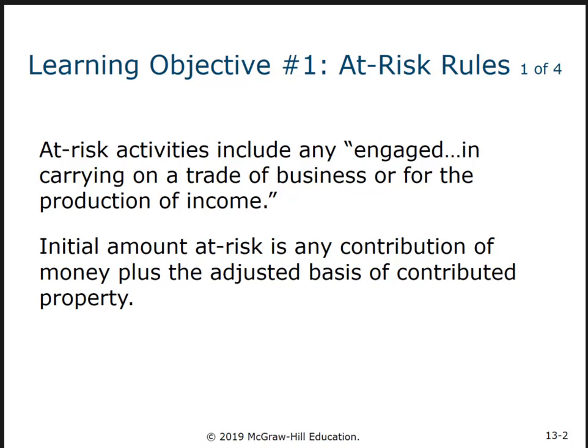It might help you understand that the reason we have these rules is because people were able to create losses in excess of what they put in under the old rules. So they might invest $10,000, and because the activity borrowed a bunch of money, they actually lost more than the people put in, and so they could have losses that were more than what they invested.